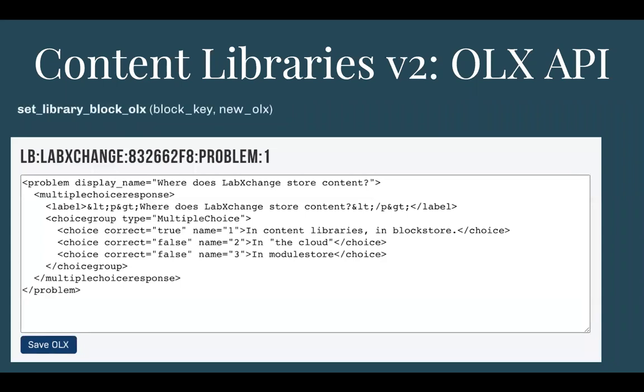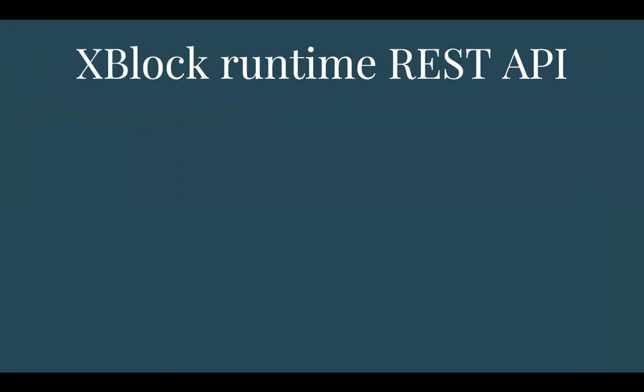So as I mentioned, the visual editor for problems generates OLX. And the new Content Libraries v2 feature that we built and are using for LabXchange has APIs to get and set the OLX XML of individual XBlocks. So here you can see this is the OLX for that problem I just showed. And we use that API endpoint to save it to that XBlock.